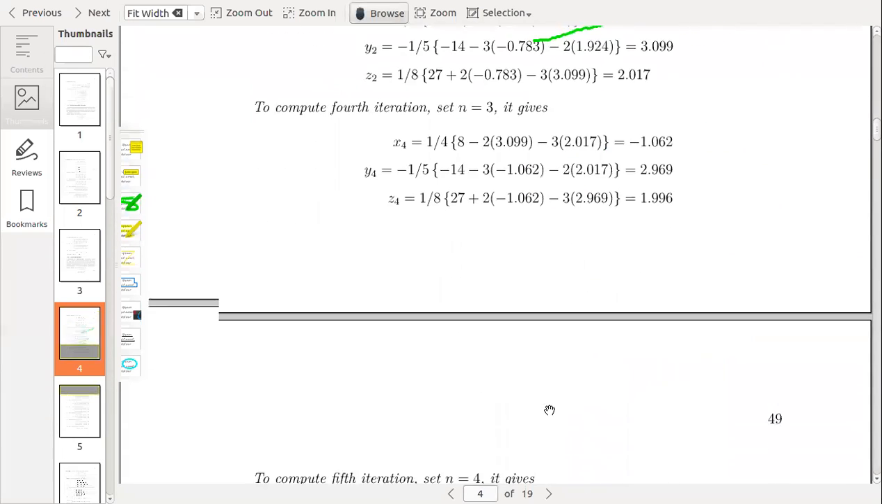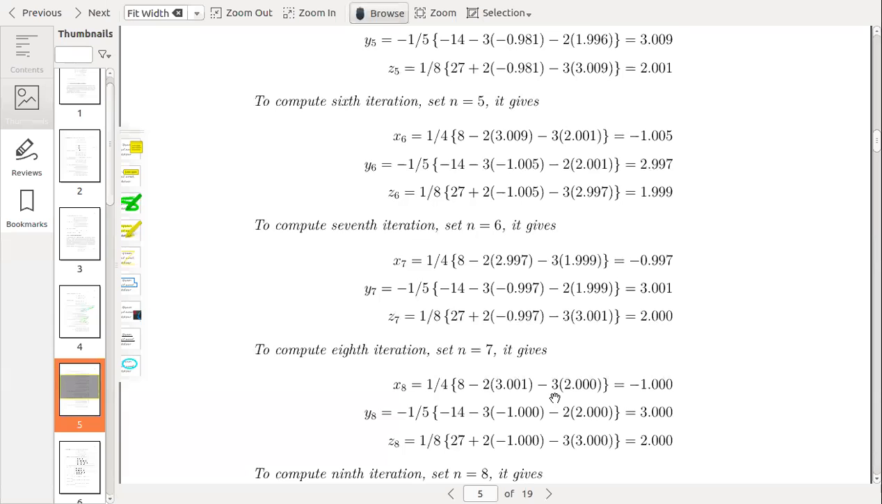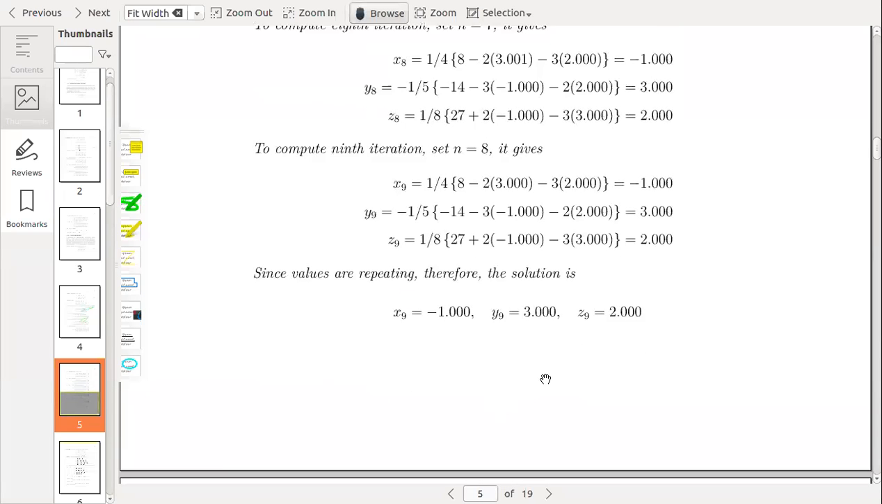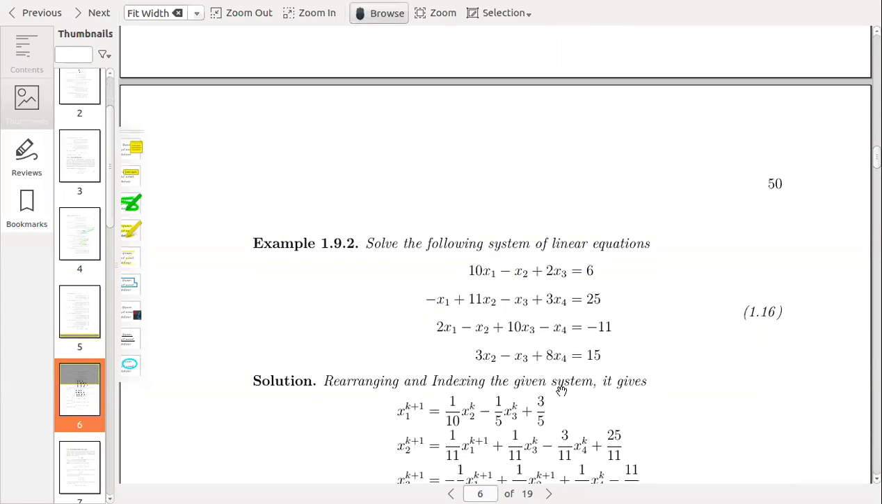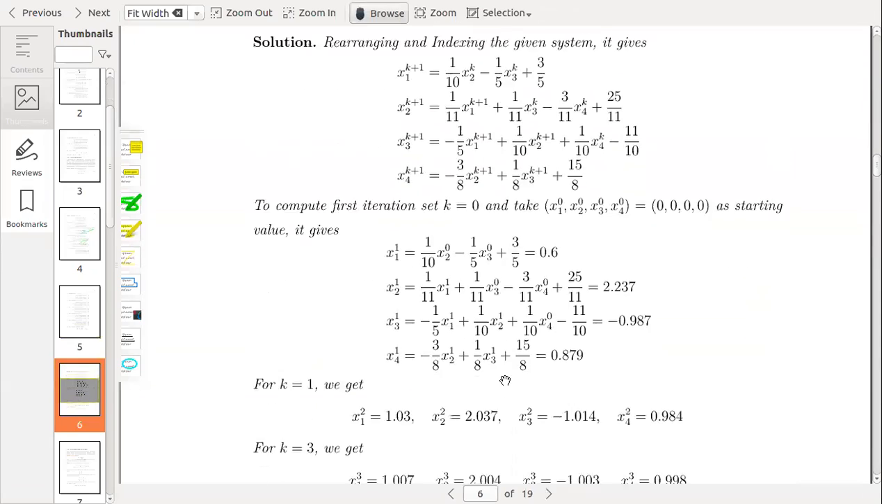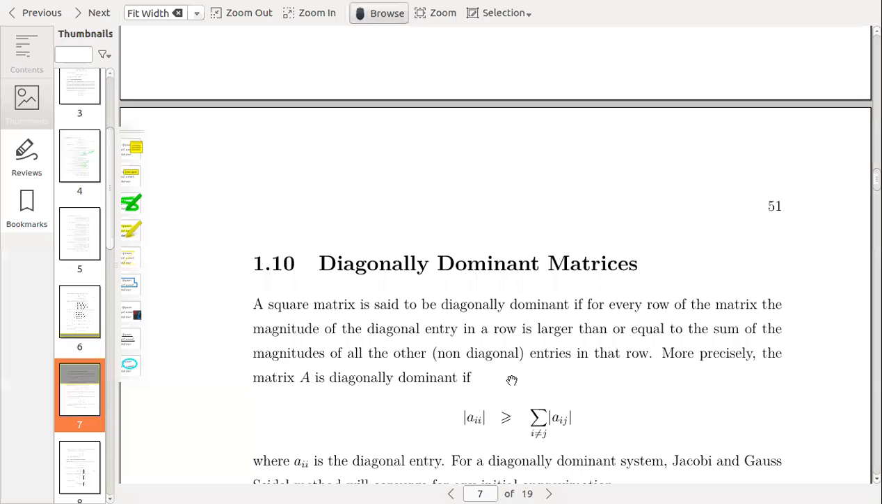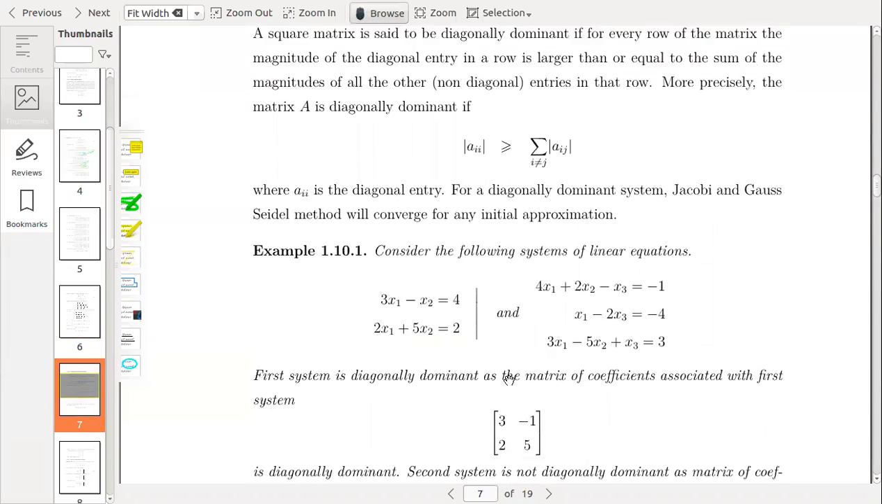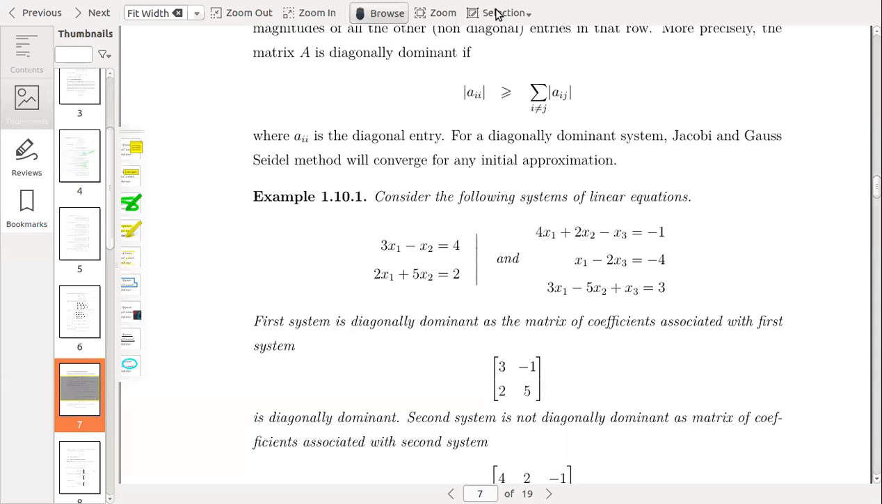But the Gauss-Seidel method is more rapid than the Jacobi method and very fast. So Gauss-Seidel is faster than the Jacobi method. The Jacobi method is slower, not fast. So that is also a difference.